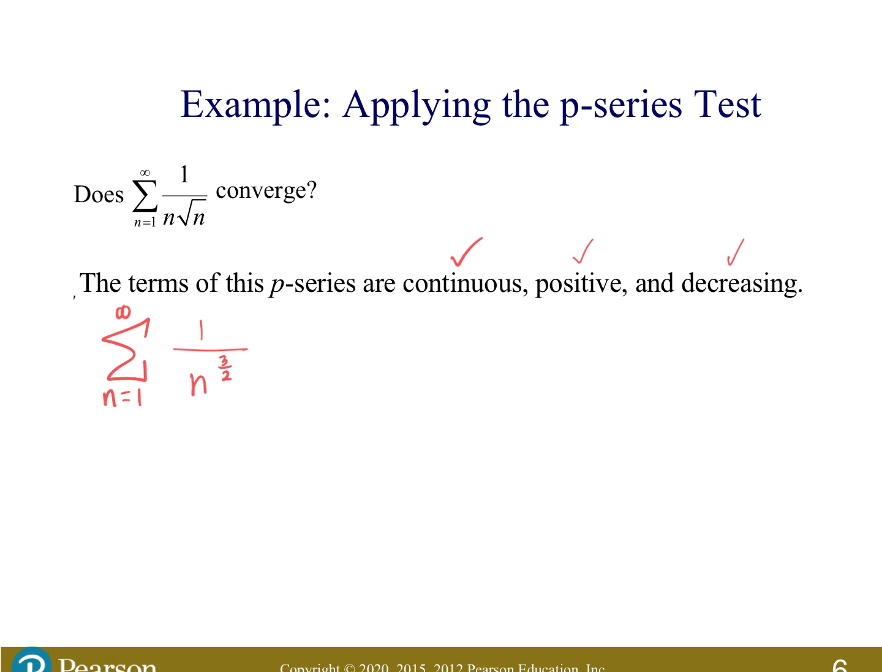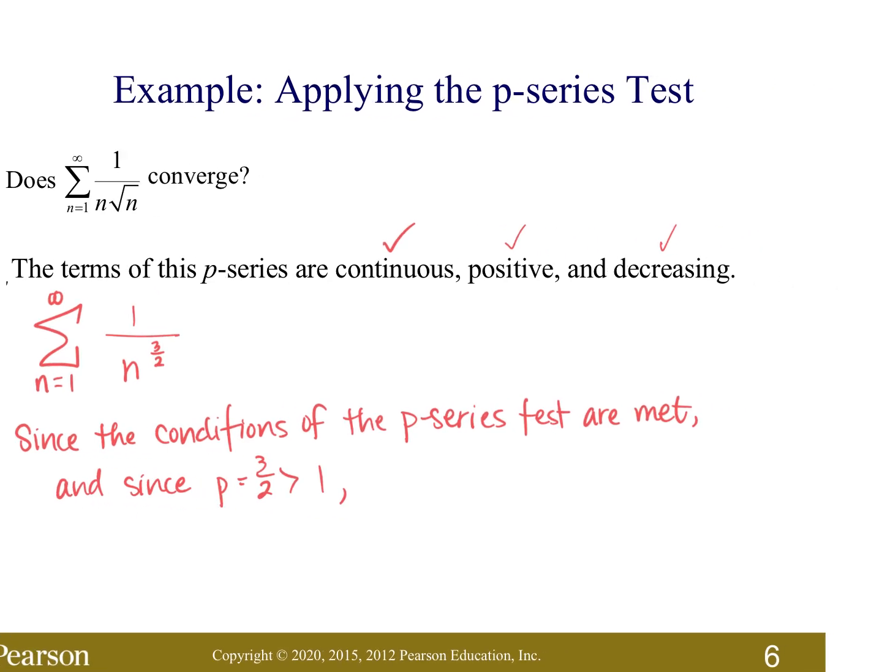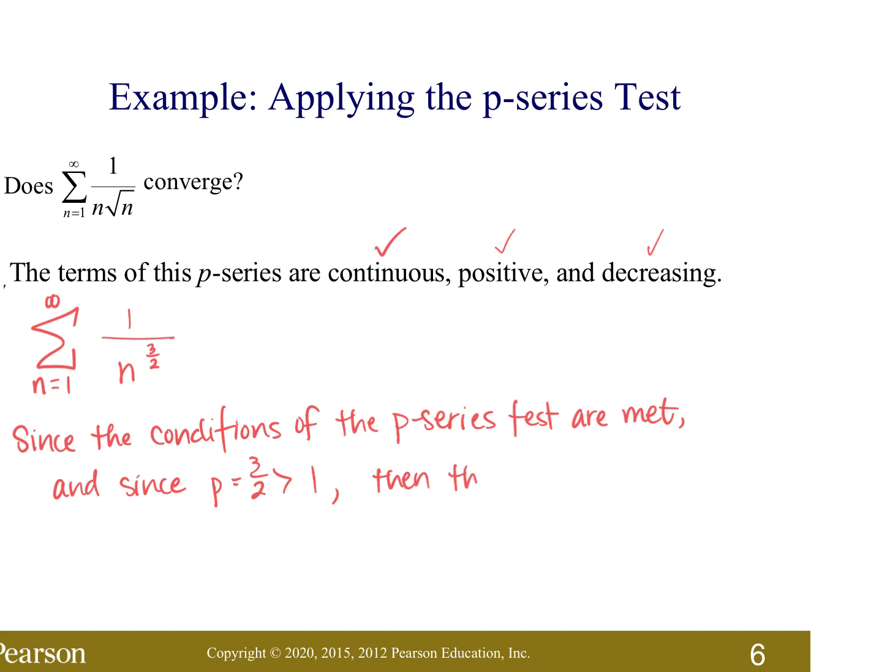And so it saves you time. Just like in a geometric series, if you can see that r is less than 1, you know that it's going to converge. In a P series, if you see that P is greater than 1, you know it's going to converge. So you don't have to do any of the proofs. You can just say, since the conditions of the P series test are met, and since P equals 3/2, which is greater than 1, then the series will converge.